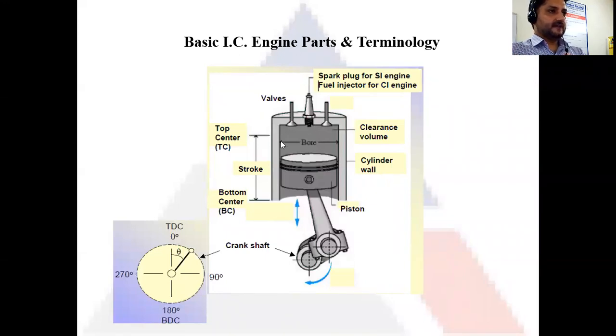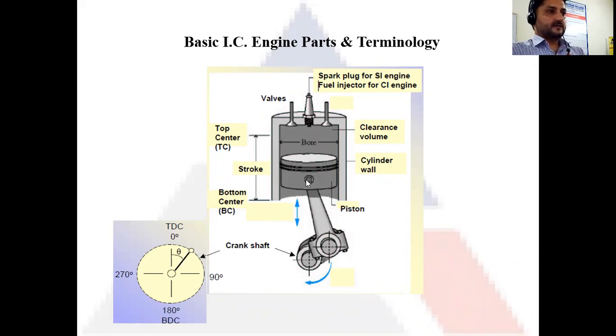Now the internal diameter of the cylinder is known as the bore. It is denoted by D. The distance between the top dead center and the bottom dead center is known as the stroke length, and it is denoted by capital L. The stroke volume can be calculated from the formula. If we have the bore D, the formula will be pi D square by 4, that is the area of cross section, multiplied by the stroke length L. So pi D square by 4 into L will give me the stroke volume.